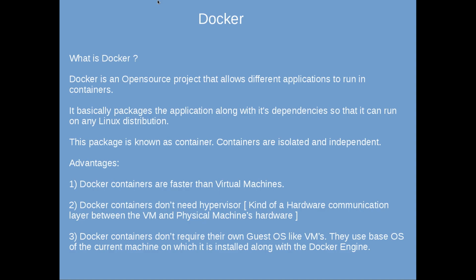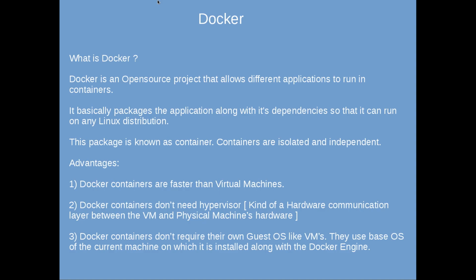Okay, so what are the advantages? The advantage of Docker is that these containers are faster than virtual machines. Docker containers don't need a hypervisor. A hypervisor is a kind of hardware communication layer between the VMs and the physical machine hardware. When you install virtual machines on physical machines, they use the hardware which the physical machine has. This hypervisor is the layer which helps communication between the physical machine's hardware and the virtual machines' hardware. Docker containers don't require their own guest operating system like VMs.